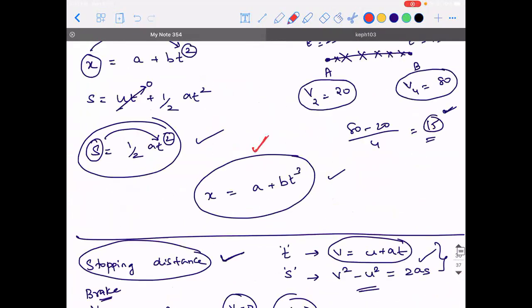Also do this problem and tell me what is the answer. Okay, x is equal to a plus b t cube for the same scenario. Do it and tell me the answer in tomorrow's class. And you yourself verify if the answers are matching. Okay.